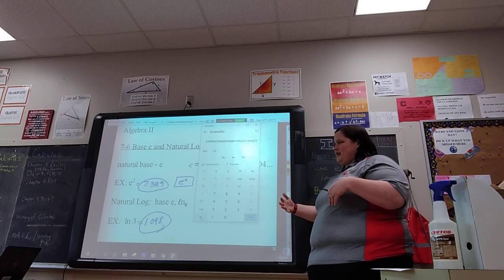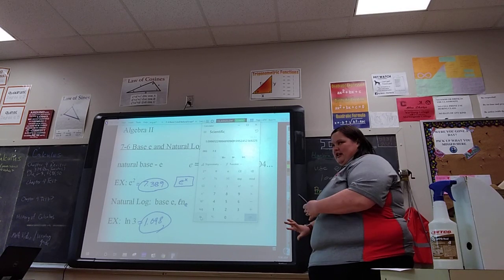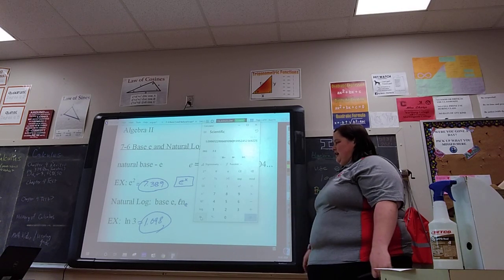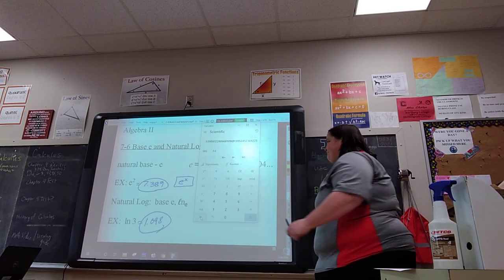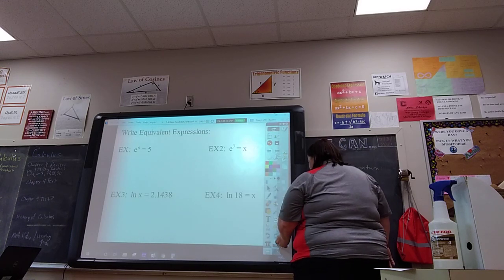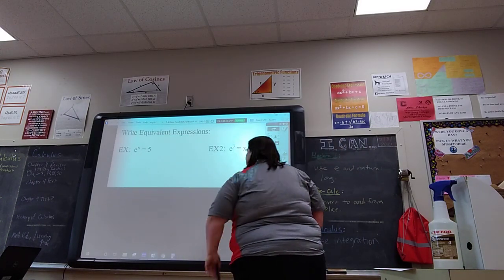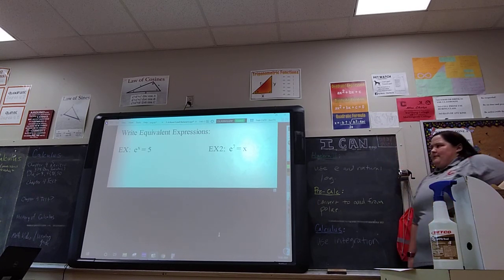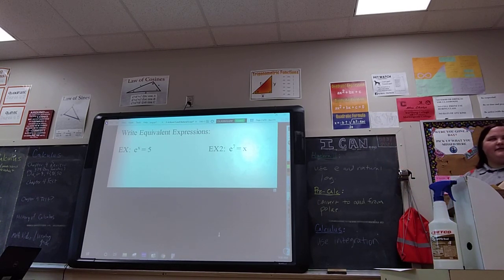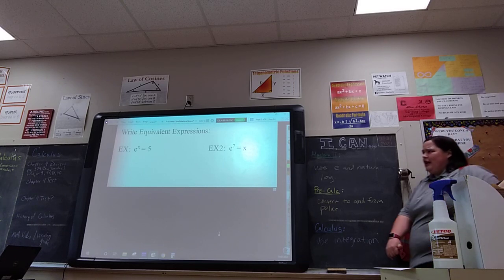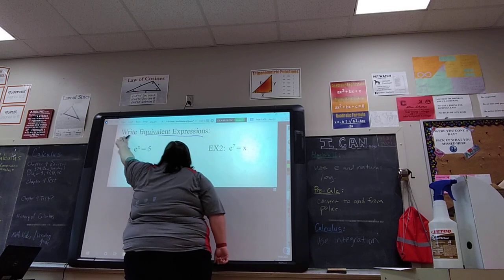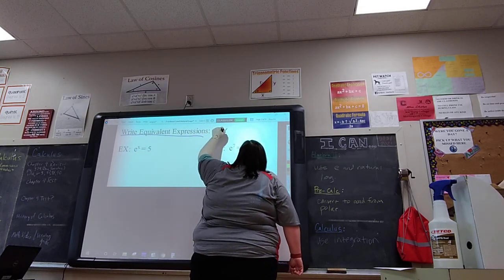Everything we did with logs and exponentials, we're throwing together with these new functions, e and ln. We did a little bit with e when we looked at the graphs, but ln we haven't talked about. The crazy thing about these is they look similar to the equations we're going to solve, so you really have to pay attention to the directions. Sometimes the directions will say, write an equivalent expression, and when you see this direction, it's asking you just to rewrite it.